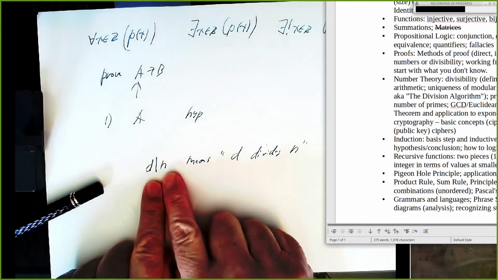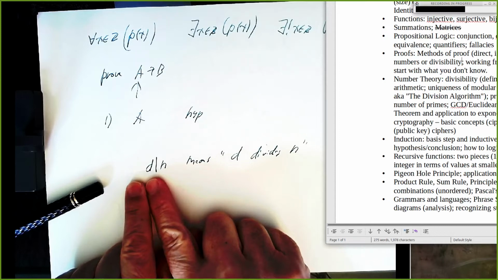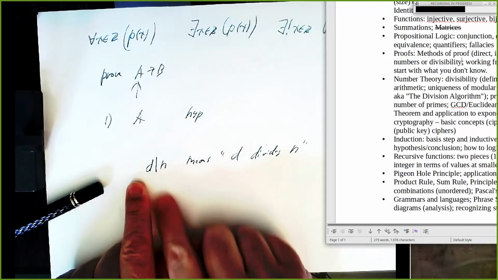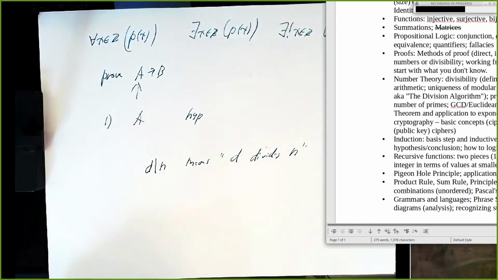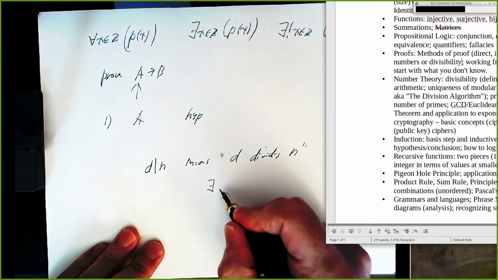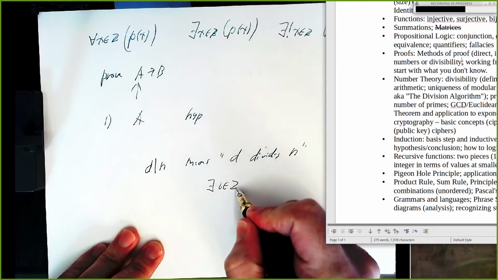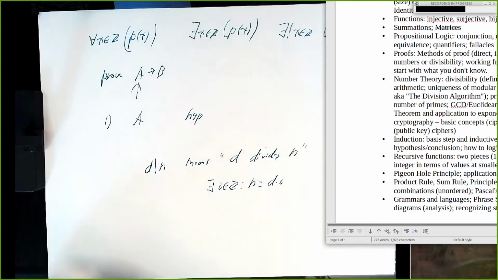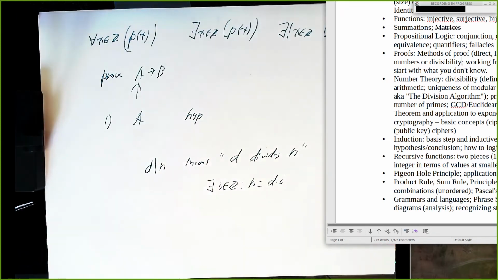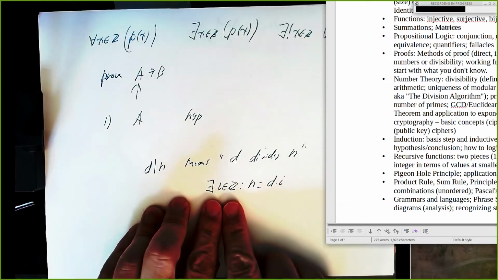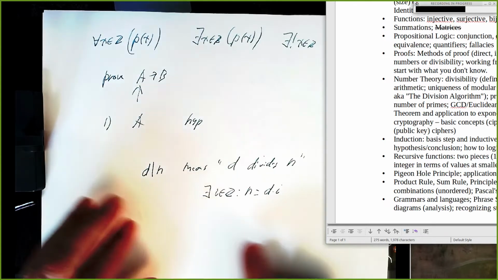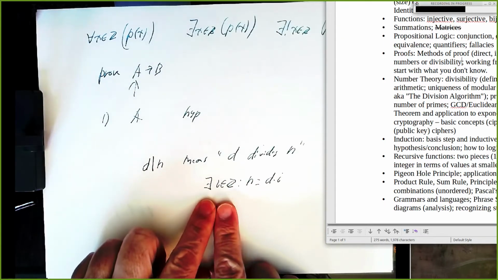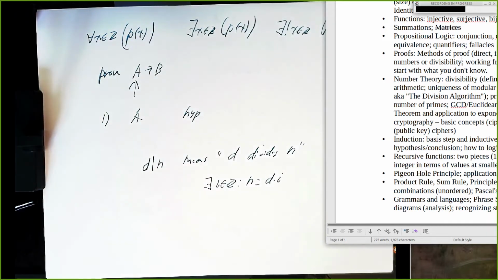This is saying if I take n and divide by D, I have no remainder left over. It means there exists some integer I such that n equals D times I. It's a proposition. It's a claim that there is an integer I such that this is true. It's a proposition involving an existential quantifier. It's all this stuff we've been doing about.